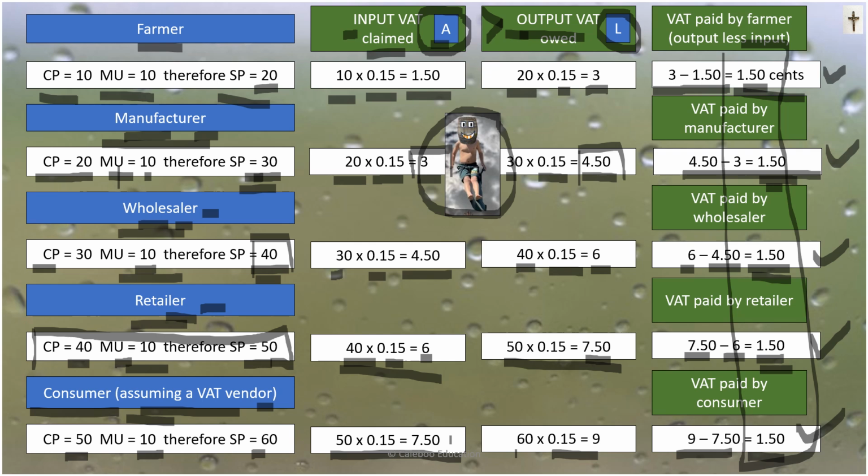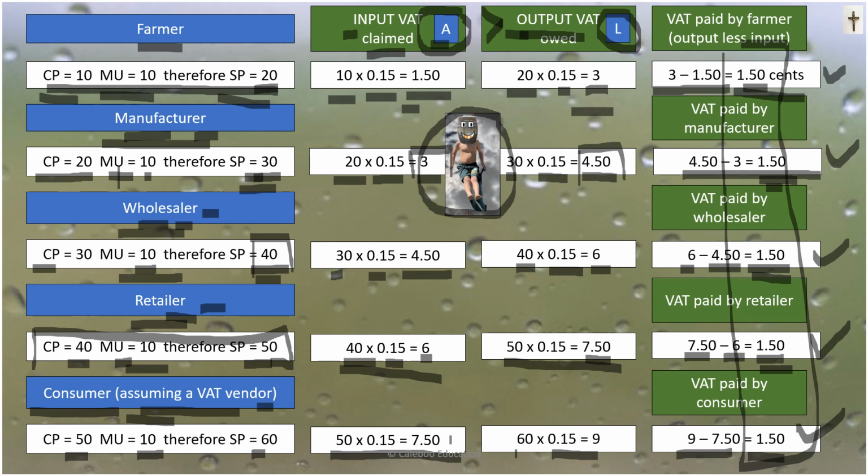In the next example, I'm just going to change things up a bit. I'm going to have these amounts here include VAT, and I'm going to use the VAT fraction to calculate input and output VAT.